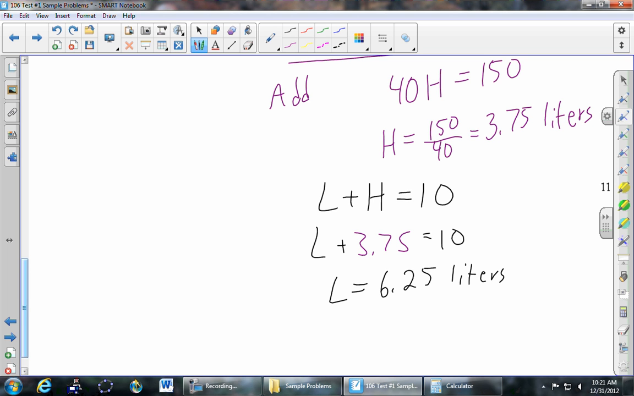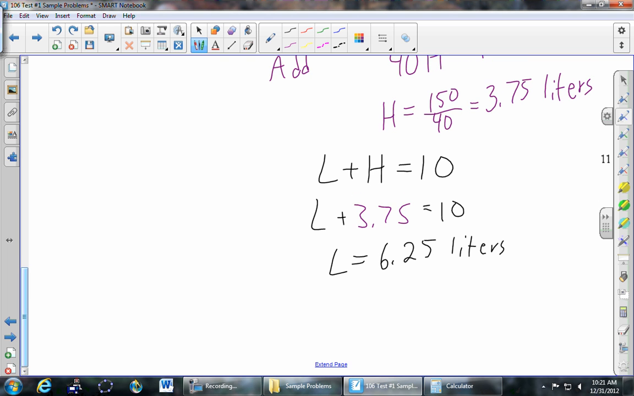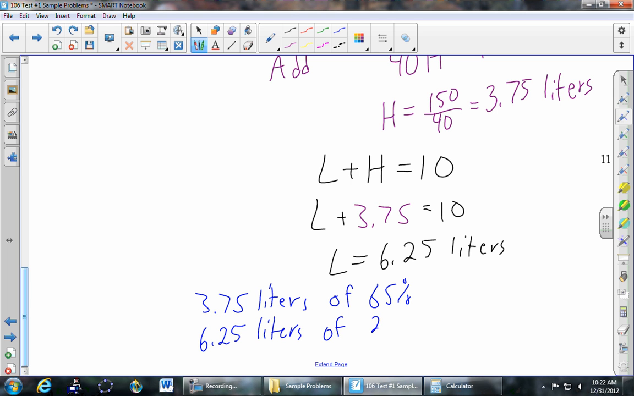So that means that our final answer is 3.75 liters of high, but now I'm going to put the percentage here. So the high was 65%. Maybe we should say 3.75 liters of 65%, and then 6.25 liters of the low, which was 25%.